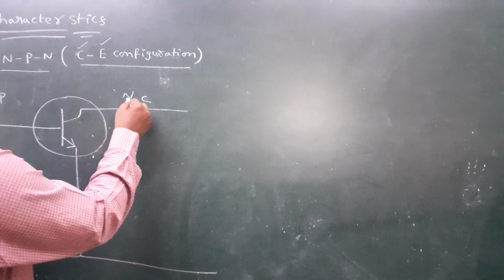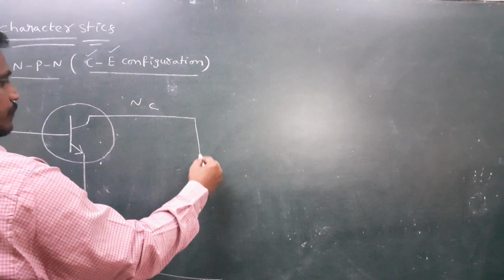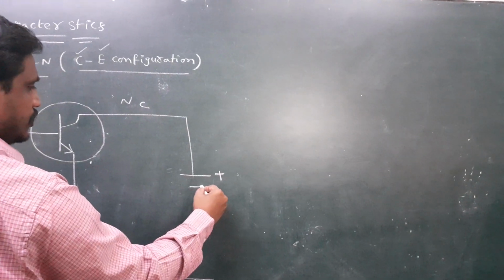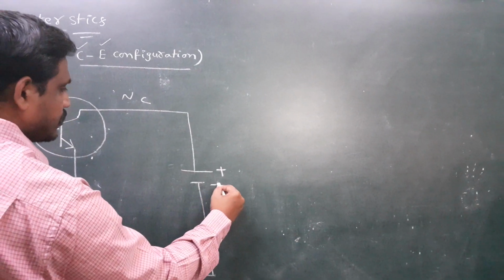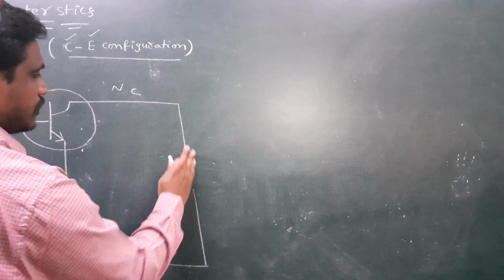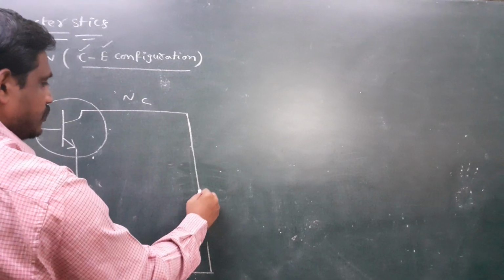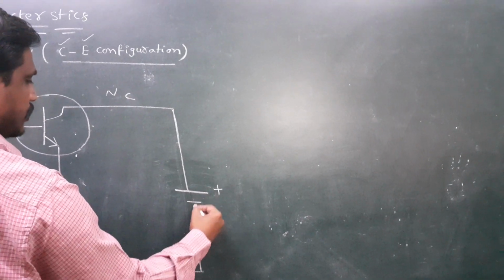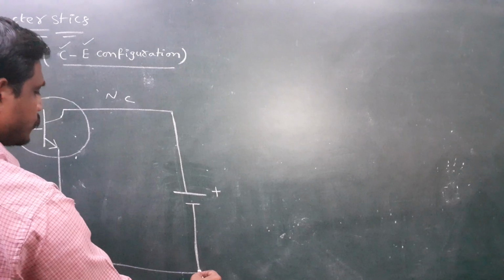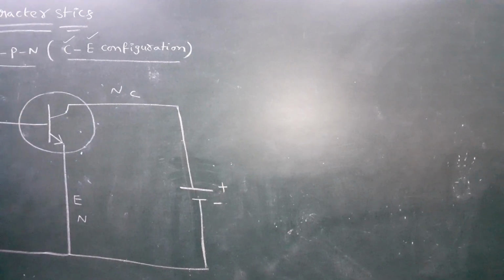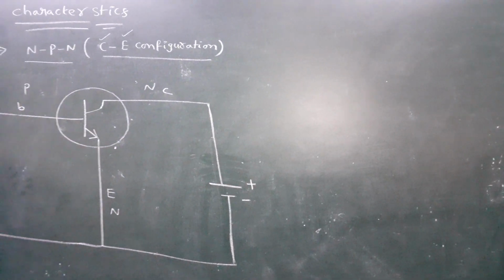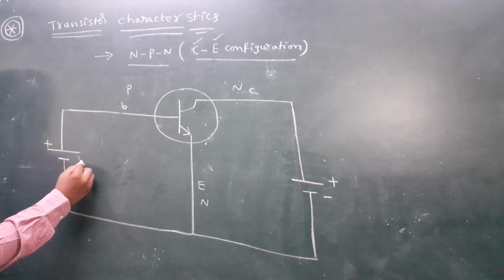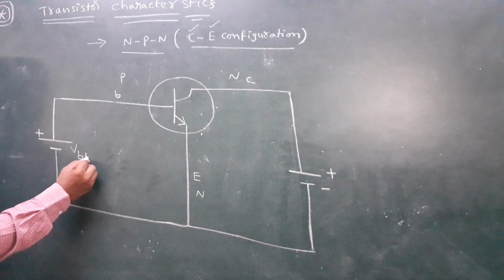Reverse bias means here N is connected to positive, and automatically this becomes negative. Once again, this is a reverse bias: N is connected to positive. The collector is connected because the collector is the output. That is the reverse bias. Look here, this is connected to the base, so its potential is VBB.